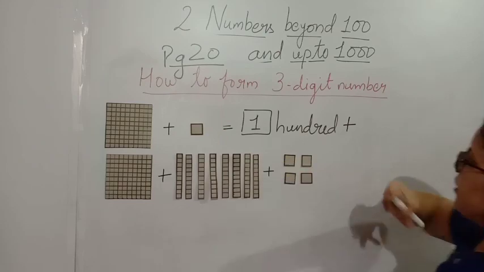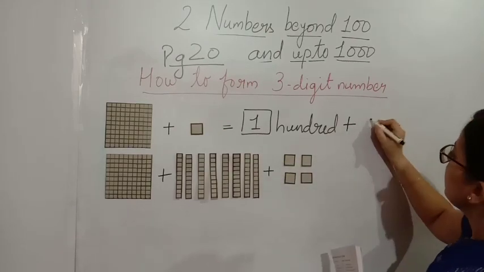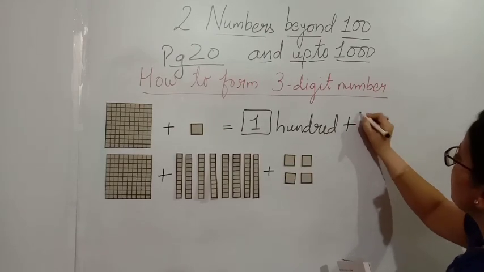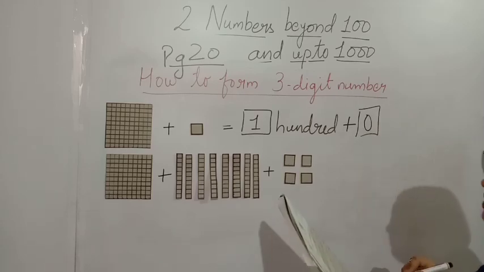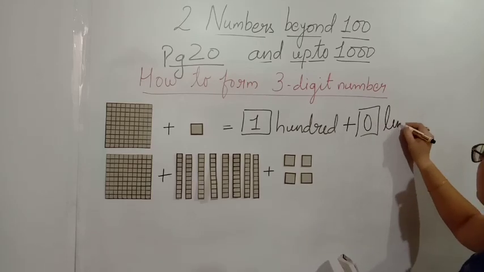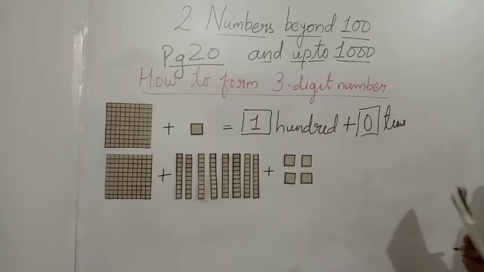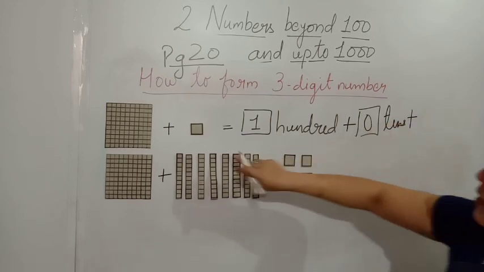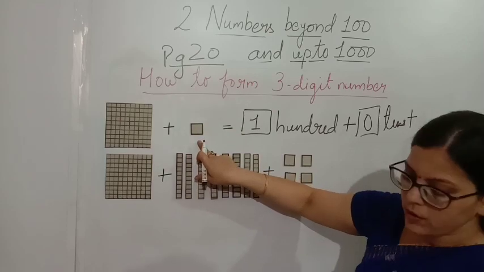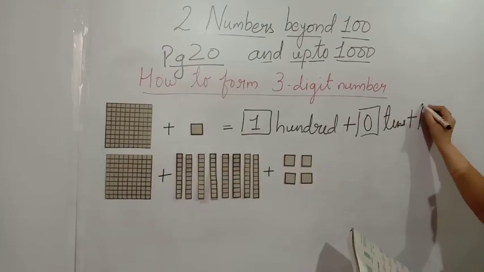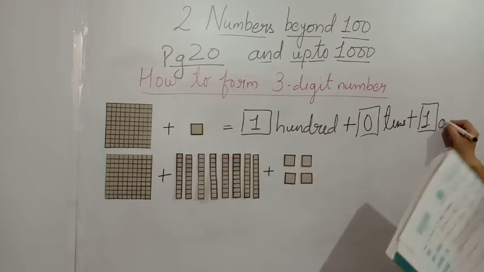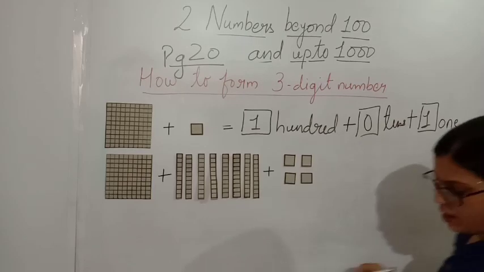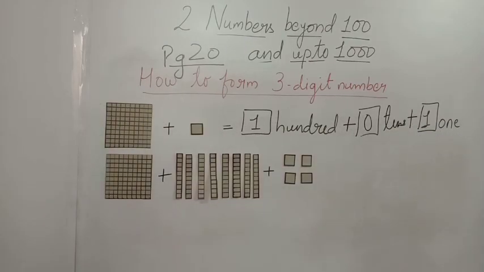So here, what does it mean? It means that tens place is 0. Now, how many ones are there? Only one block. So, what will be the number? The number will be 1, 1.